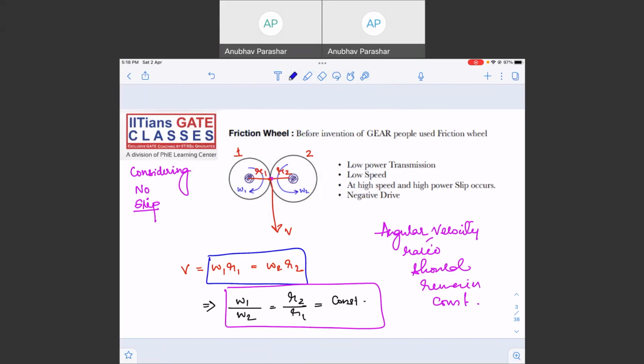For example, our vehicles, our cars. These are all very highly precise mechanisms, so in a car, we cannot use negative drives or drives which have slip in them. That will be a problem. So wherever required, in the transmission system, we use gears. But the problem with the friction wheel is that when the power transmission is high and the speed is high, some slip will occur.